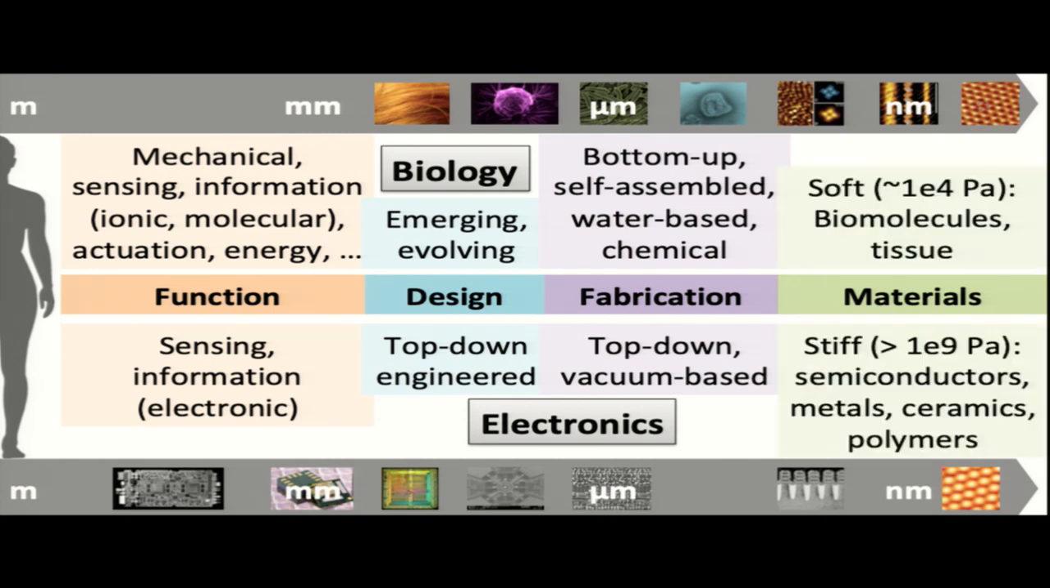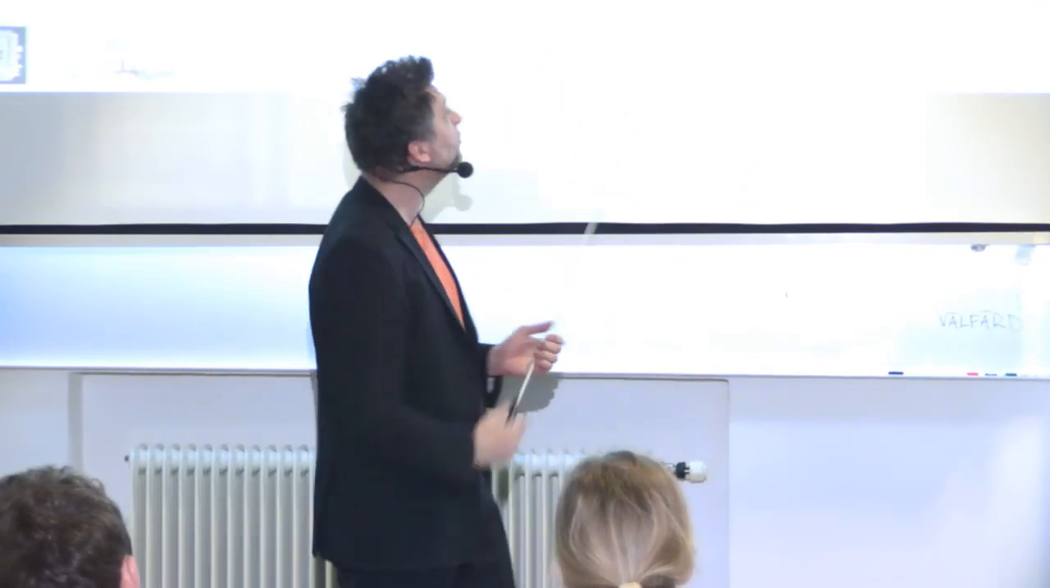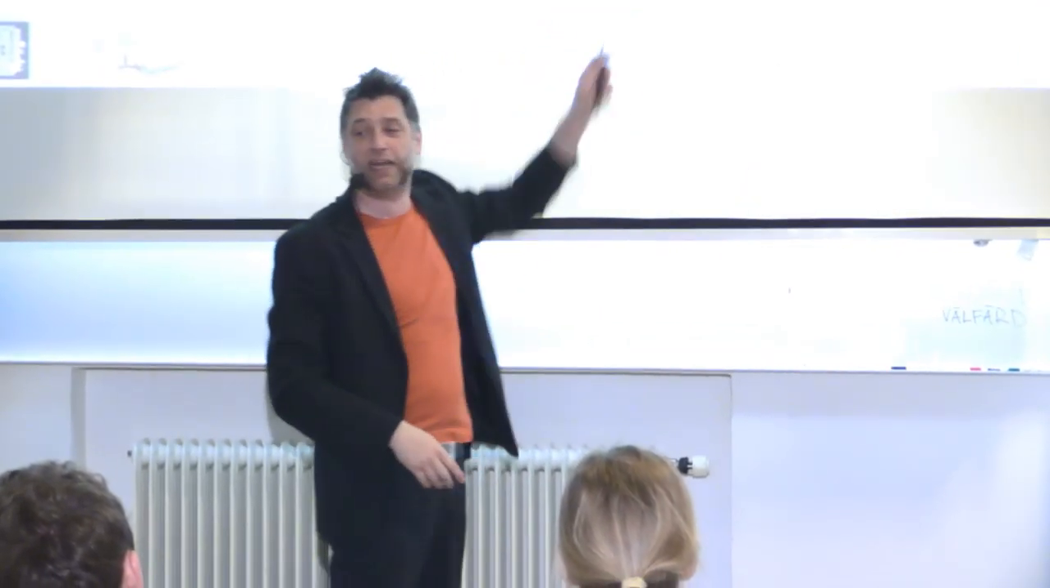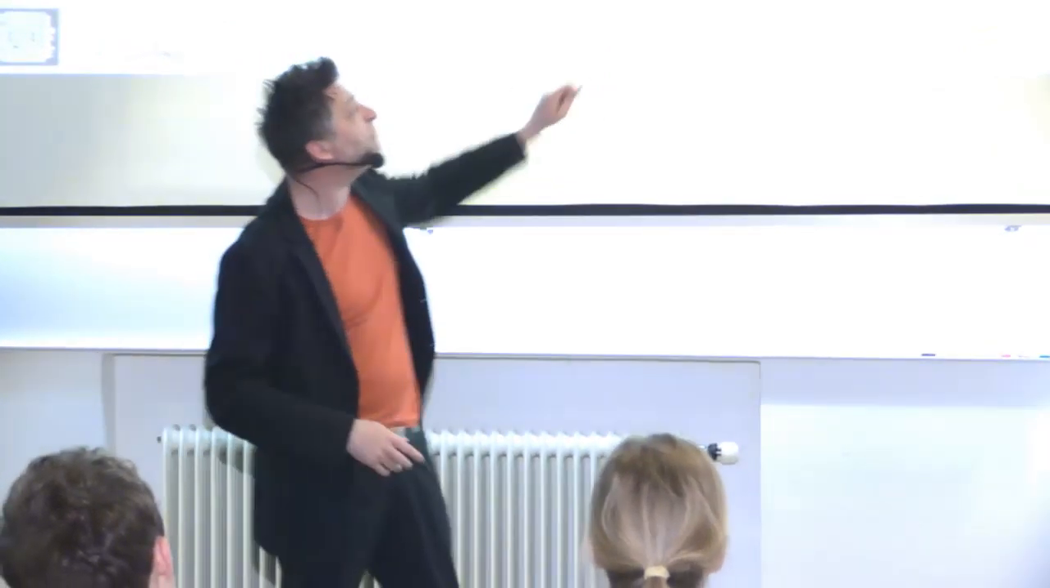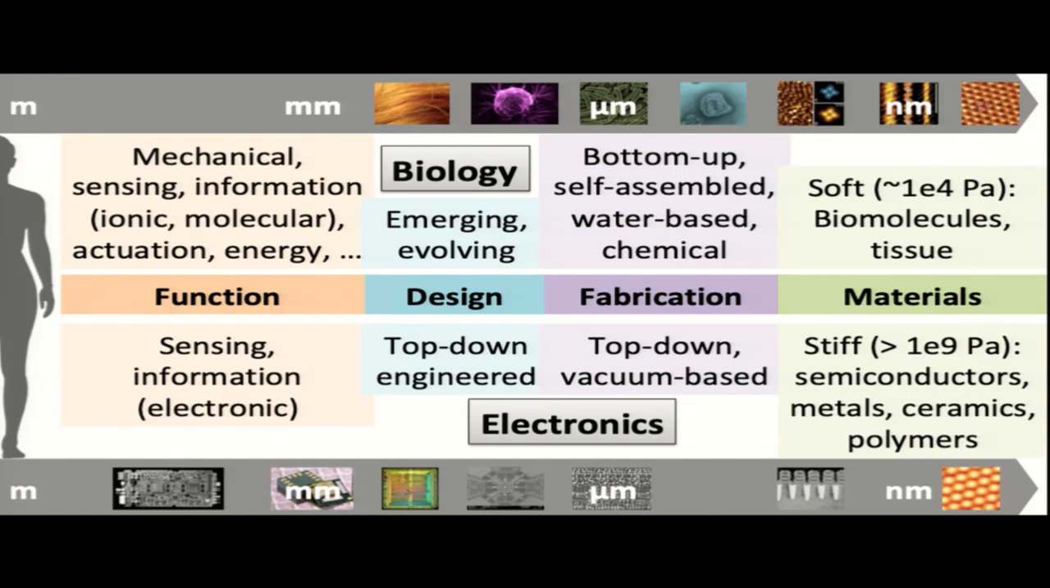And if you look at materials, the biggest difference between engineered materials and biological materials is probably in the stiffness. So for example, in electronics we have stiff materials such as semiconductors and metals, with a stiffness over a gigapascal. The human body has very soft tissues. The brain has a stiffness of typically 10 kilopascals. So there's like a 1 million times difference in stiffness between materials.